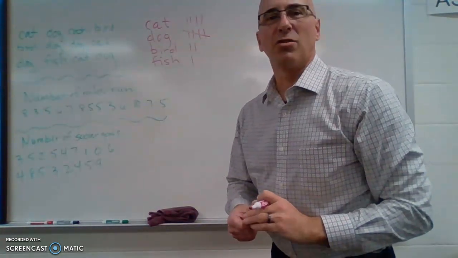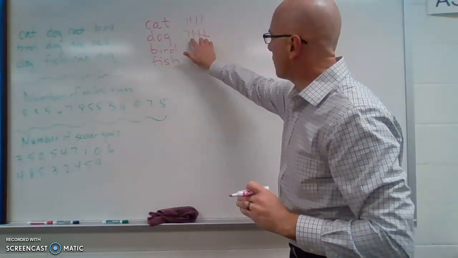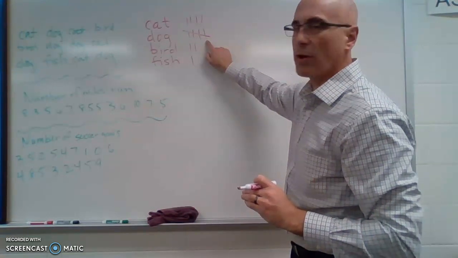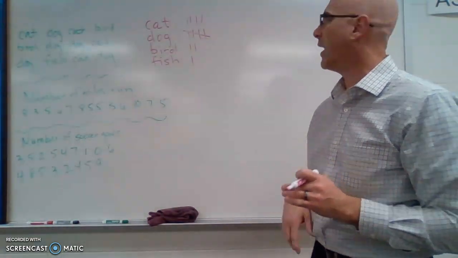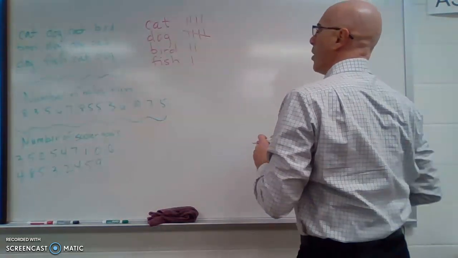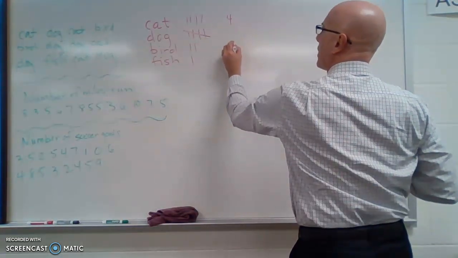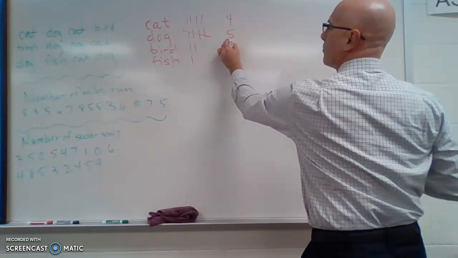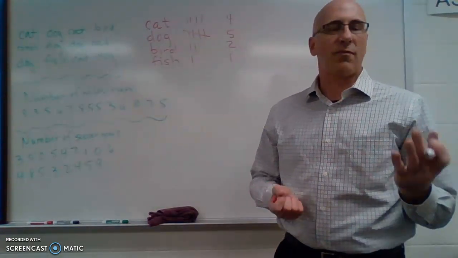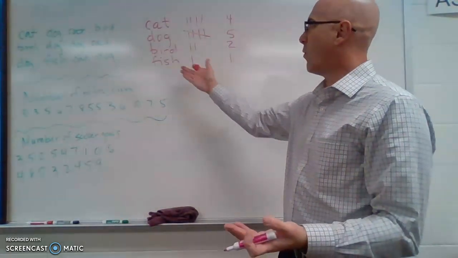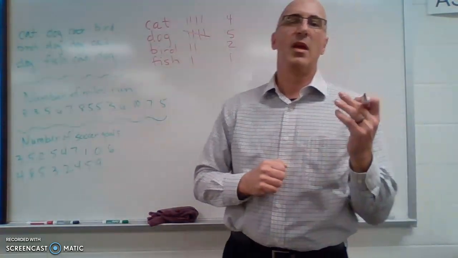Just a reminder, when you make tally marks, you make 4 vertical ones and then you put a cross for the 5th one. That helps you add up groups of 5. So then we can add them all up. Cat, we have 4, dog, we have 5, bird is 2, and fish is 1. So that would be a frequency table for these animals.